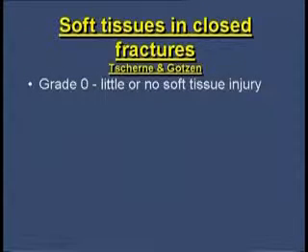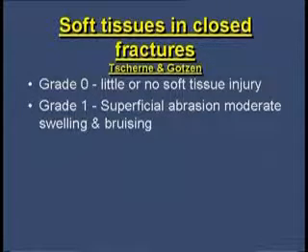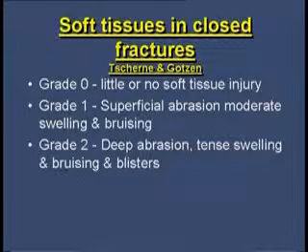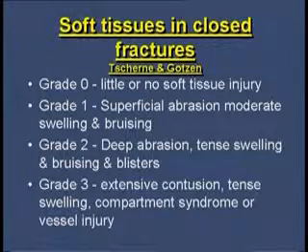Grade 0 is where there is little or no soft tissue damage. Grade 1 injuries have moderate bruising or swelling or a superficial abrasion. Grade 2 injuries have a deep abrasion or tense swelling and bruising. Whilst in the most severe grade 3 injuries there is associated compartment syndrome or neurovascular injury.